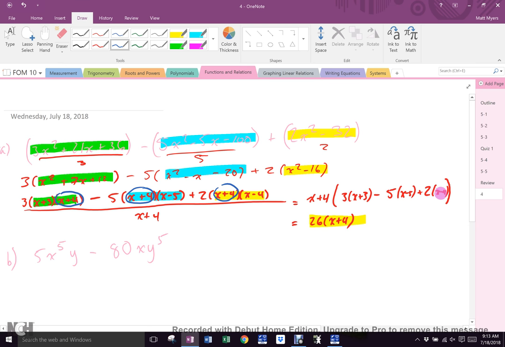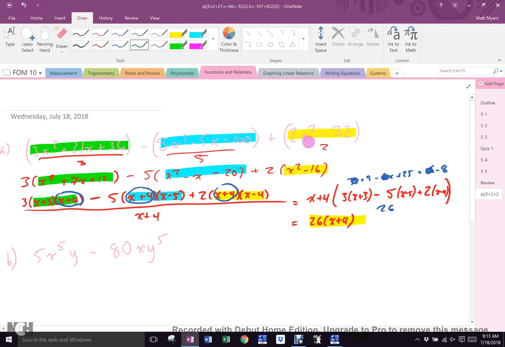Now, I had this. Now, if I expand this, 3x plus 9 minus 5x plus 25 plus 2x minus 8. 3x minus 5x plus 2x all disappear. 9 plus 25 is 34. 34 minus 8 is 26. 26, x plus 4.